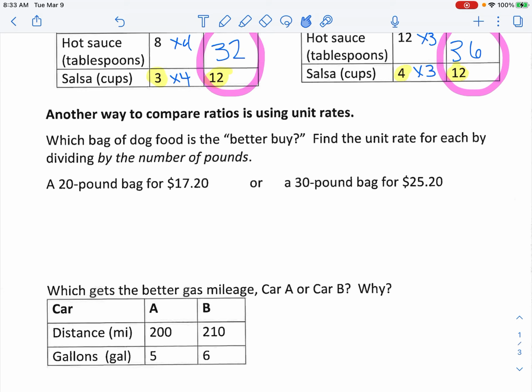So another way to compare ratios is using unit rates, which we did last week. Remember, unit rates is when you divide and the number on the bottom has to be a 1. Which bag of dog food is the better buy? Find the unit rate for each by dividing by the number of pounds.